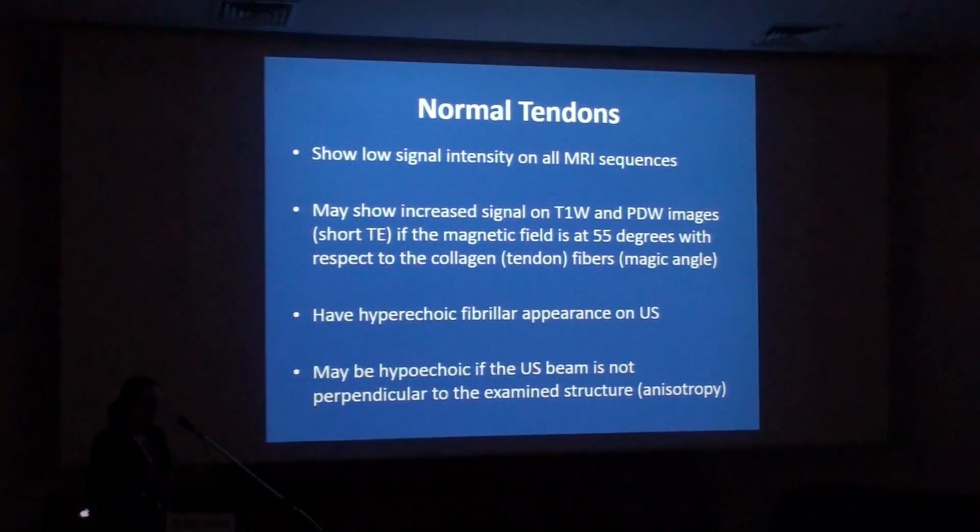How do the normal tendons look? They show low signal intensity on all MRI sequences. On the sequences with short TE, we can have a falsely increased signal due to magic angle effect, because, you know, the magnetic field is at 55 degrees with respect to the collagen tendon fibers. And on ultrasound, normal tendons have hyperechoic fibrillar echo texture, and they could also be hypoechoic if the ultrasound beam is not perpendicular to the examined structure due to anisotropy, and this is corrected with proper positioning of the transducer.